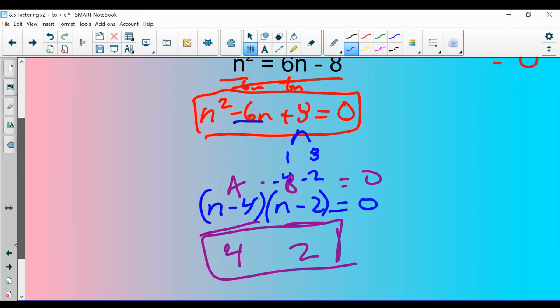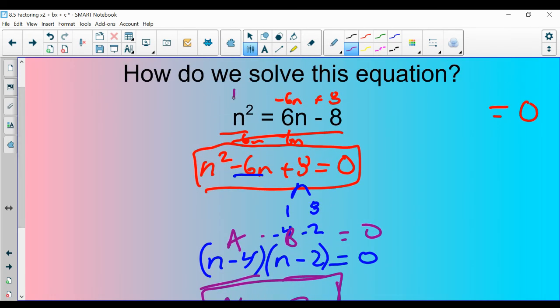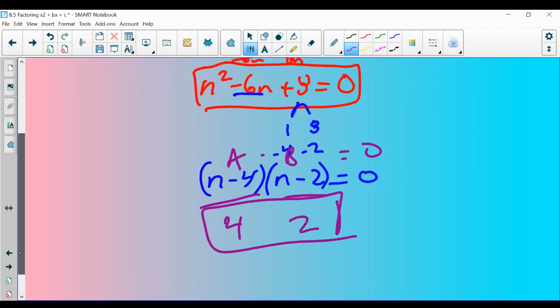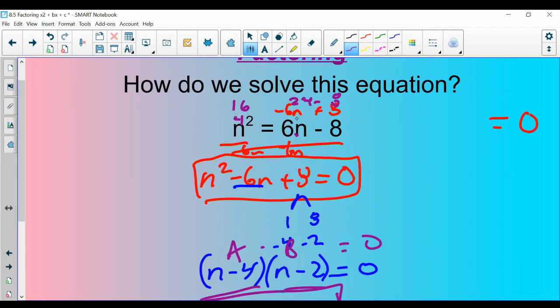Pretty easy to verify. 4 was one of our answers. 4 squared is 16. If you plug in 4 there, we have to plug in 4 here. 24 minus 8 is also 16. We can try it with 2 as well. 2 squared is 4. And if you plug in 2 here, 6 times 2 is 12, and 12 minus 8 is also 4.